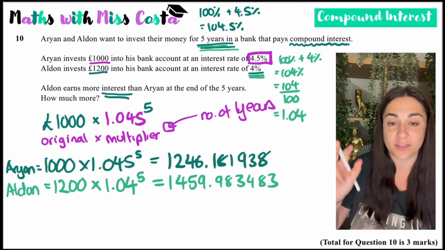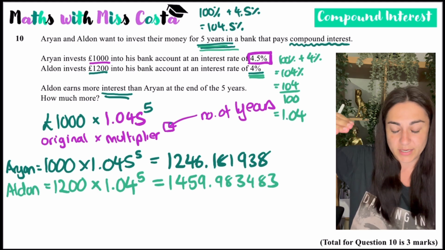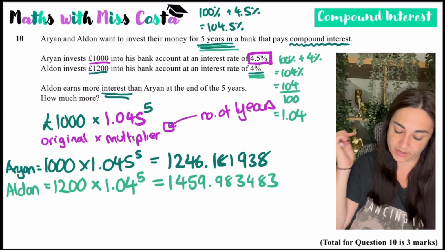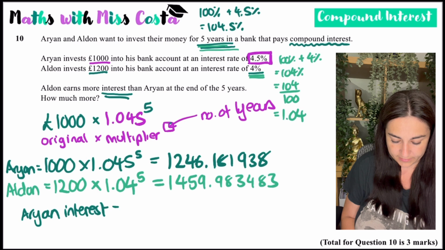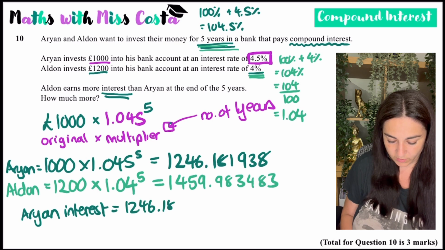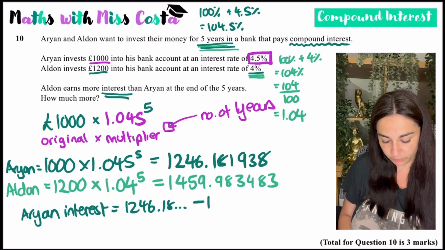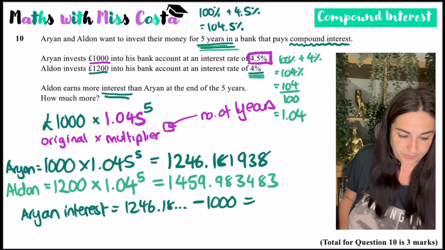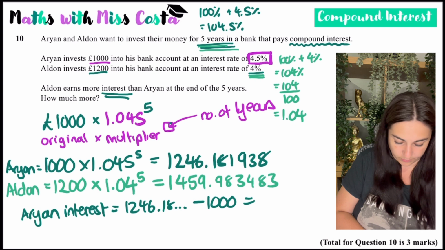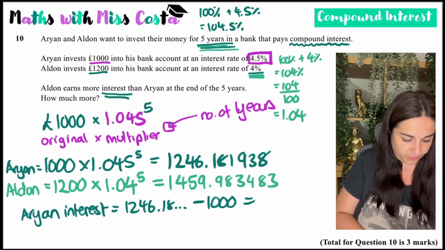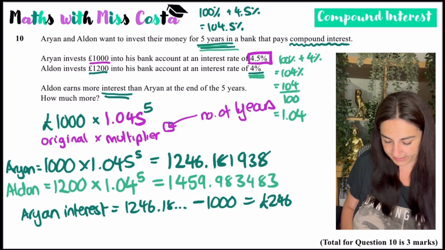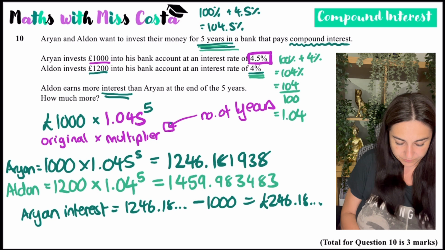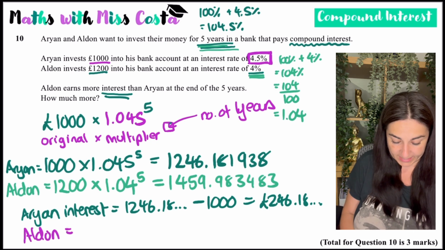So the interest part is like the free money part. If you take away the total, take away how much you invested, that is the interest. So for Arian, the interest earned is going to be 1,246.18, take away how much he invested, which his original value was 1,000. So that gives me 1,246.181938, take away 1,000. So his interest is £246.18.